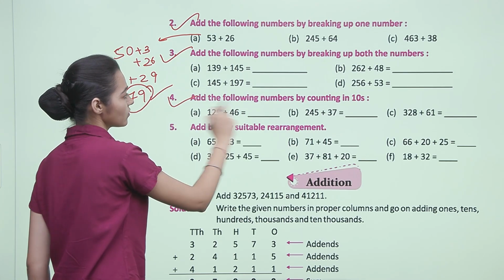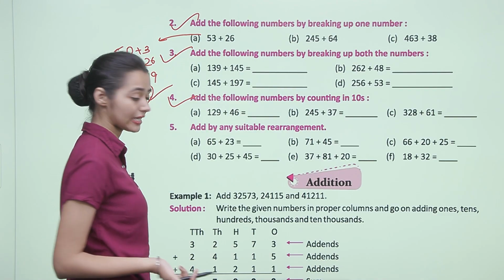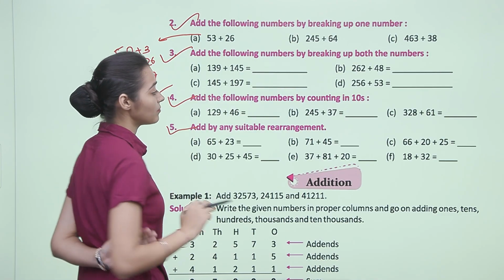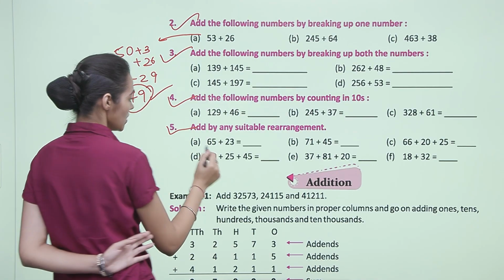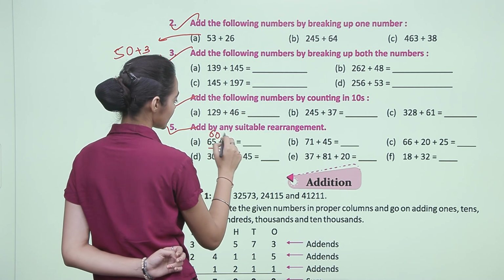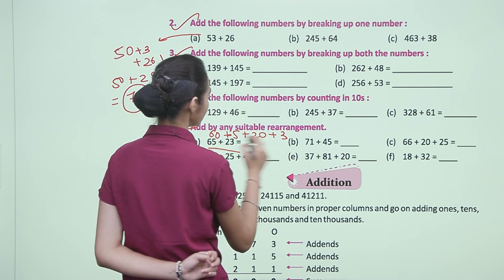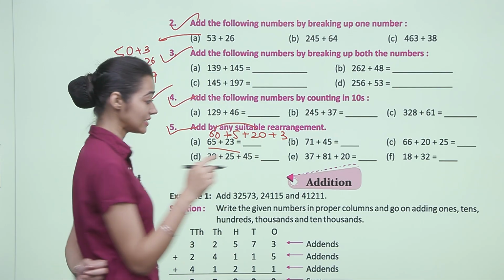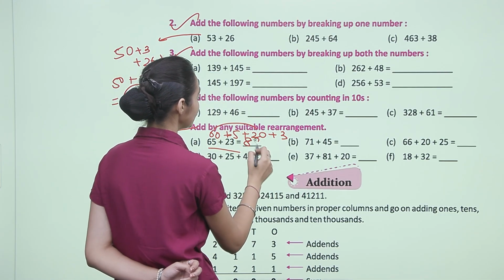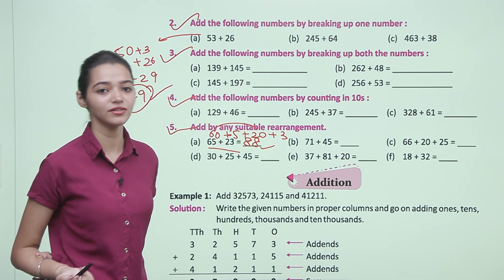Now in the next one, we have to add the following by counting in 10. And here we have to add them by any suitable rearrangement. So when we rearrange them, we can write it as 60 plus 5. That can be written as 20 plus 3. 60 plus 20, that is 80. 80 plus 8, that is 88. That's how you can complete the remaining part.